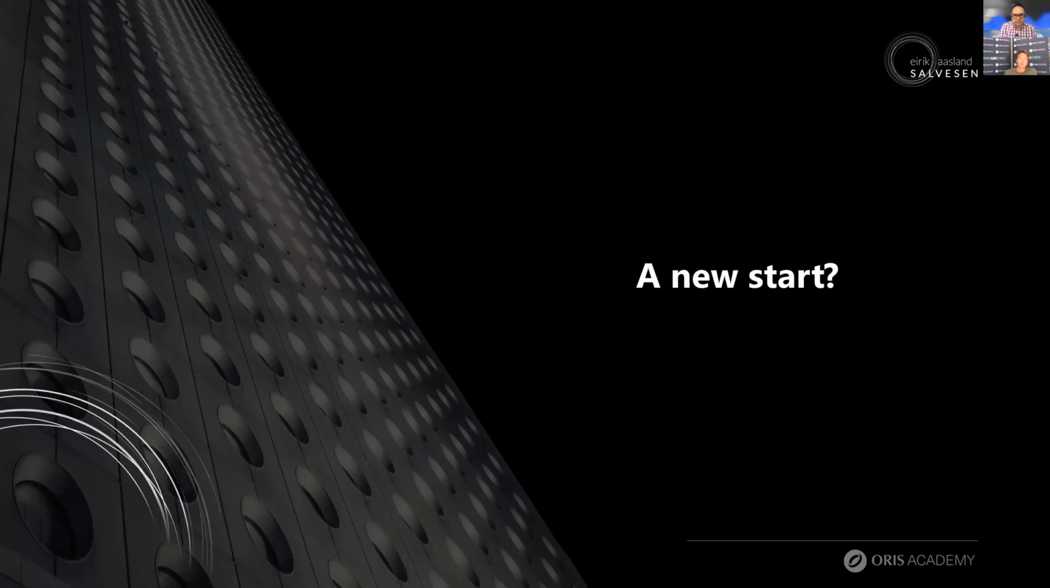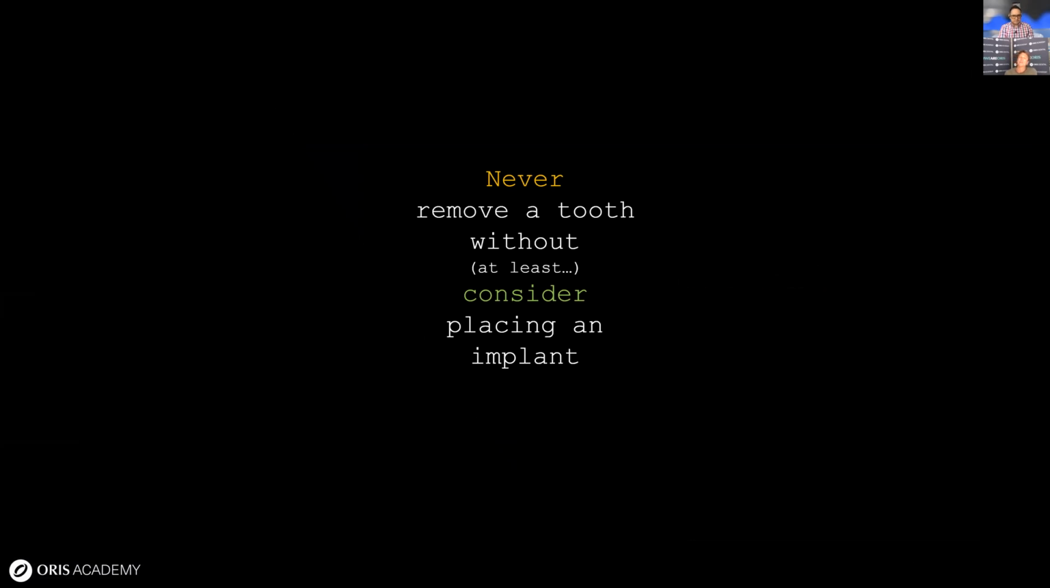So, do you want to go for a new start when we're doing implant surgery? I finished dentistry 21 years ago, at dental school. And I was always told that we worked classically: extract, wait for healing, and so on. My statement today, which I tell all the dentists that work with me or in our clinics, is: never remove a tooth without at least considering placing an implant. It doesn't mean that you're going to place implants in all extraction sockets, but before you remove the tooth, please make up your mind if this is something where we could save the patient time and surgery by placing the implant at the same time.